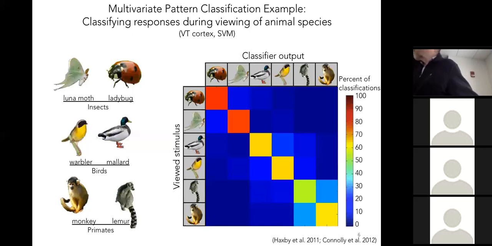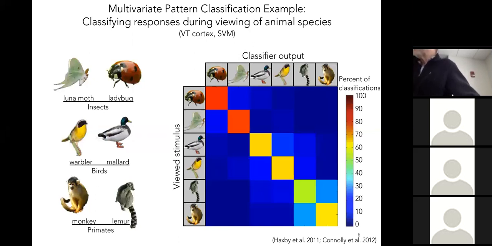And if the classifier is working, most of the trials, the ladybugs are classified as ladybugs, or the luna moths are classified as luna moths. So this diagonal would have bright colors corresponding to a high percentage of classification. And the off diagonal, which are all the confusions or errors, should have blue, or low rates of classification. You can see it works really well. And it just gives you an initial look at how powerful this is. So we can tell whether a person's looking at a beetle or a moth, or a duck or a warbler, or even a lemur or a monkey, significantly. So these are fine scale patterns.